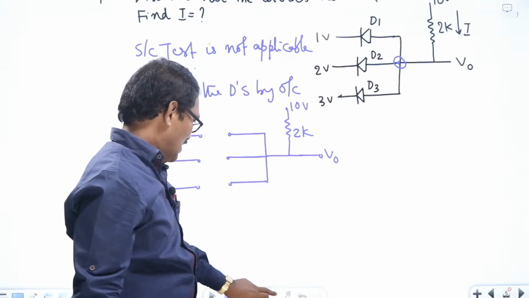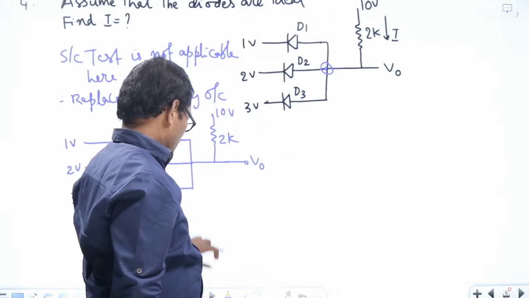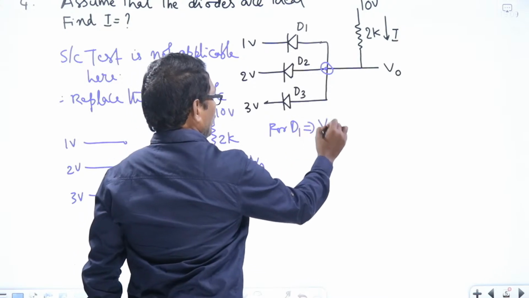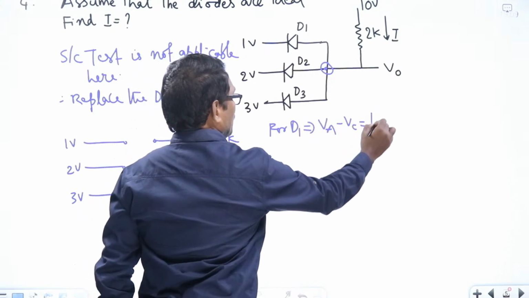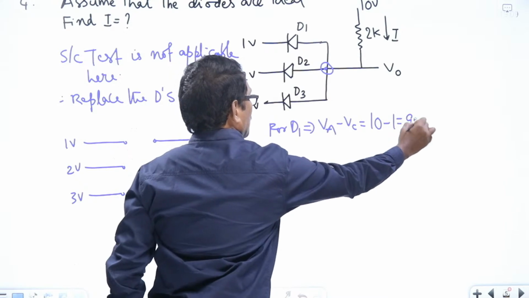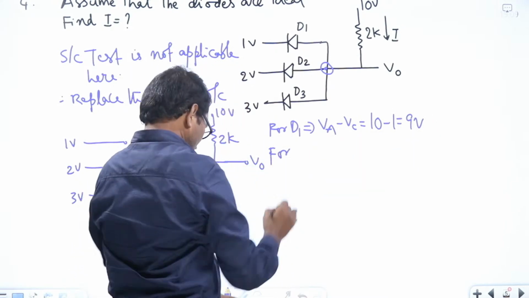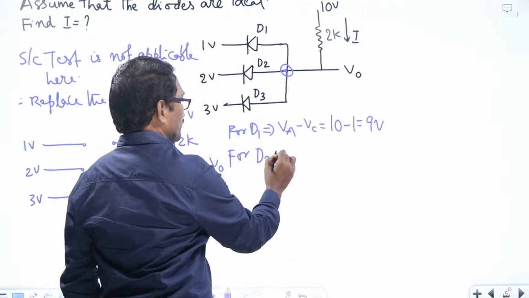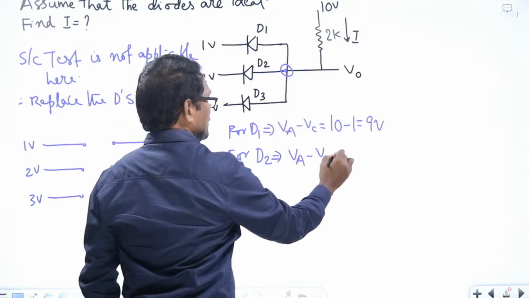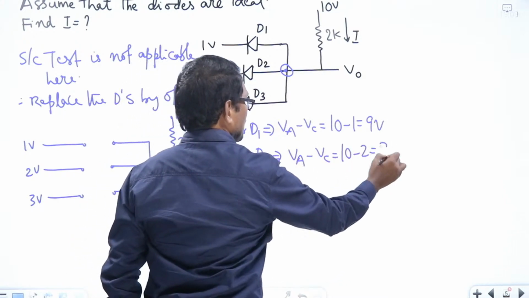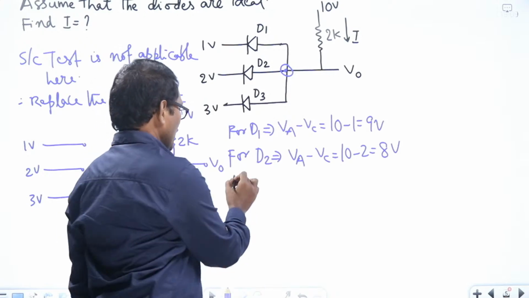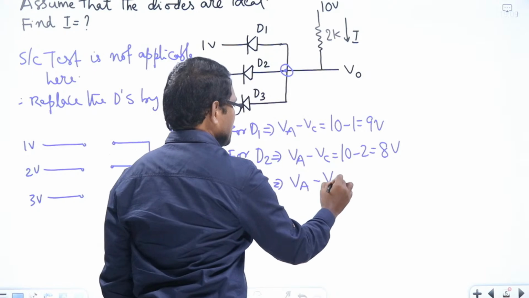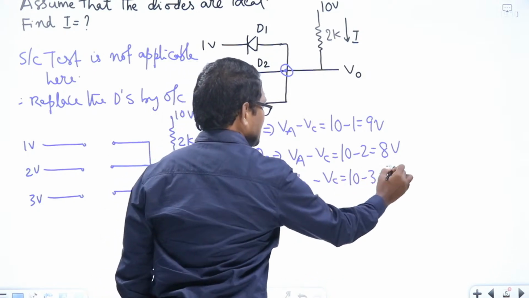So I will write down here. For D1, VA minus VC is equal to 10 minus 1, 9 volts. Similarly, for D2, VA minus VC is equal to 10 minus 2, that is 8 volts. Similarly, for D3, VA minus VC is equal to 10 minus 3, 7 volts.